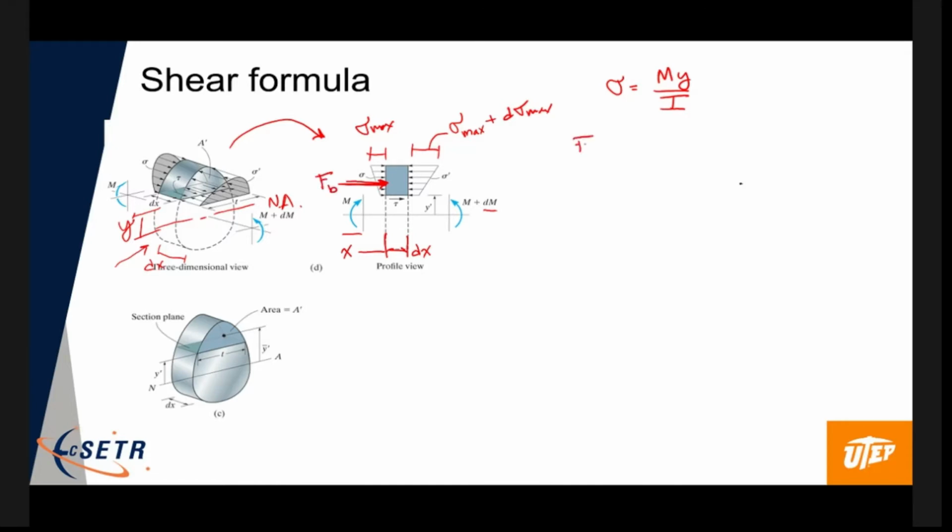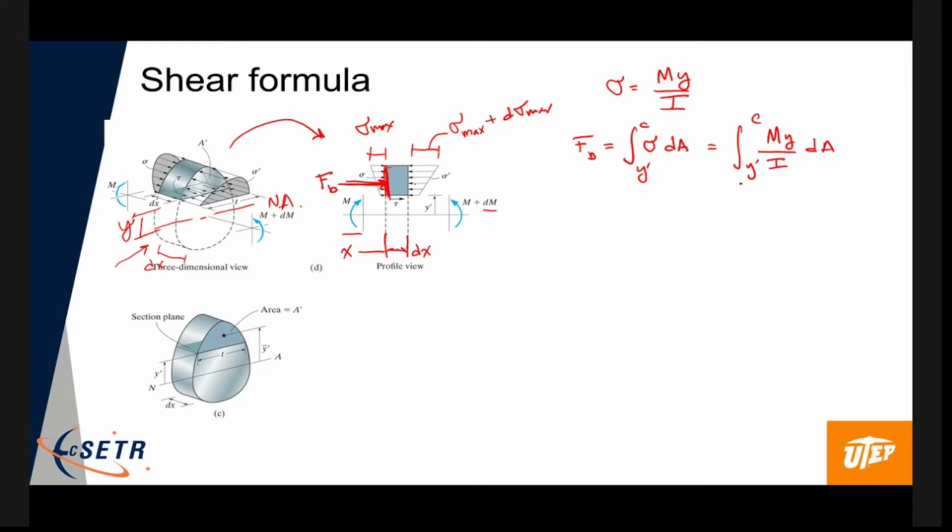The F due to bending, we would get just by integrating the bending stress, sigma, over that area. And that area is this area here. So we're going from y prime to the outer distance C. We're just integrating over this face. And that would be the integral from y prime to C of My over I dA.